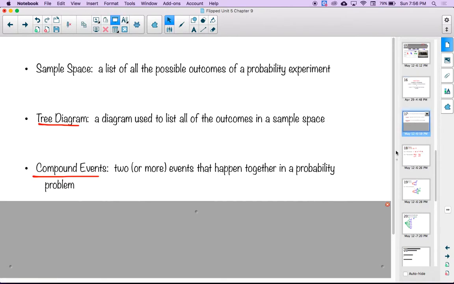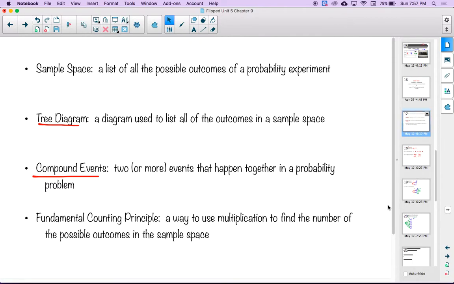Okay, so we left off with some vocab. We already did sample space, tree diagram, and compound events. Our last vocab word is the fundamental counting principle. And this is a really cool thing. The fundamental counting principle is a way to use multiplication to find the number of possible outcomes in the sample space.